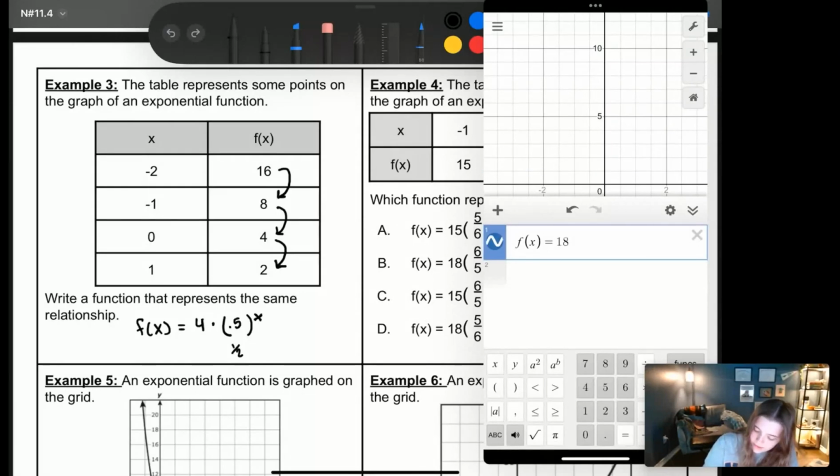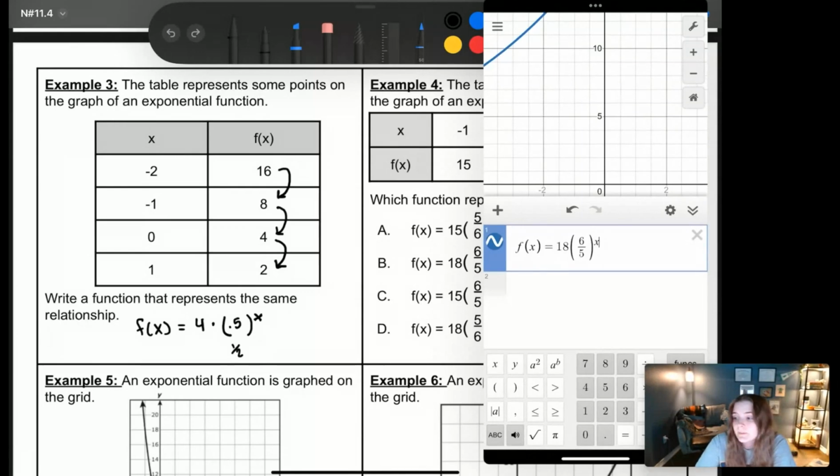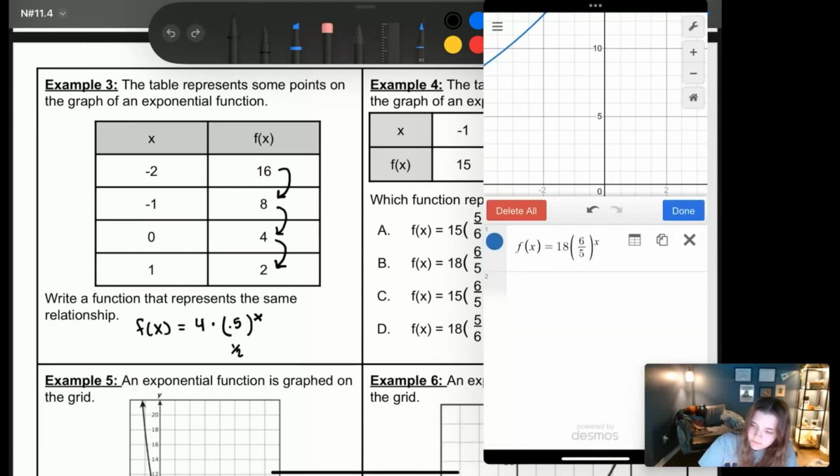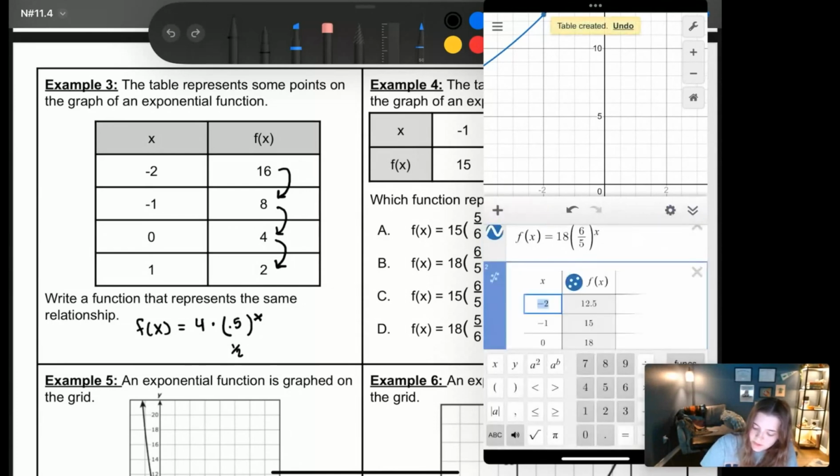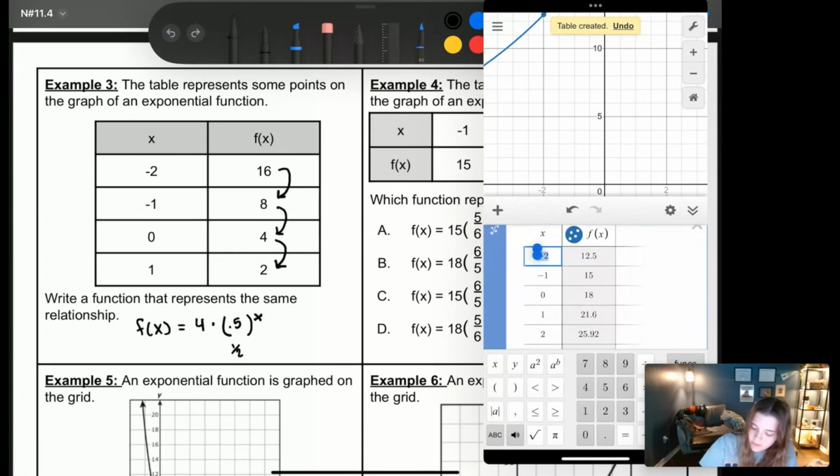Is 18, and then times 6 over 5. All right, I just hit divide to get that over there, just in case you were wondering. And then close parentheses, and then make sure you do that a to the power of, and then we're going to put x because we don't know the length of time. Now, this is something that you can do on your Desmos for the STAR test. You are going to hit this right here, that little circle, little settings button, and you're going to choose table, and it creates a table for me.